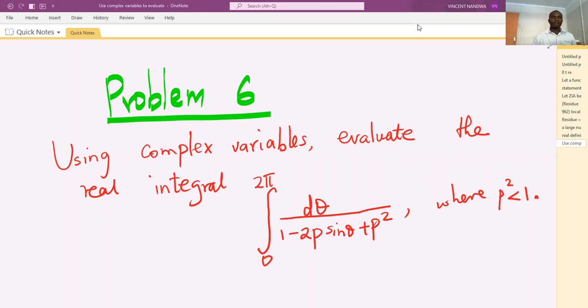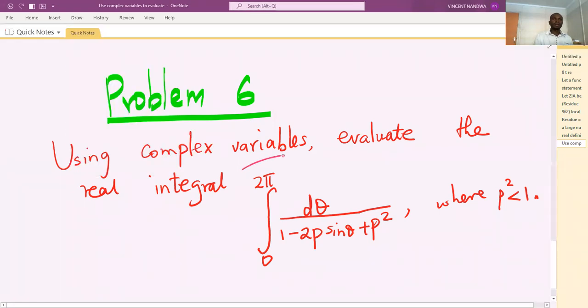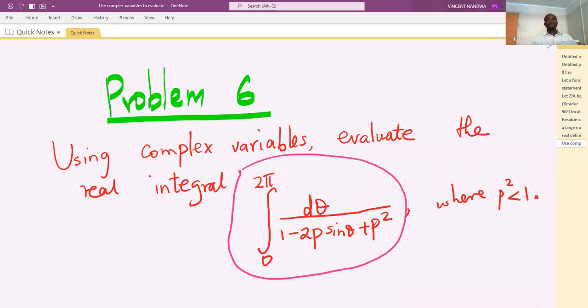Welcome back. So in problem 6, we have to use complex variables to evaluate the real integral given, where p squared is less than 1. So to evaluate such an integral, the first step is to change the given integral in terms of the variable z. And then the next step, you integrate the resulting contour integral on a unit circle.